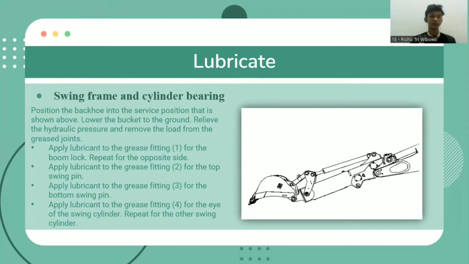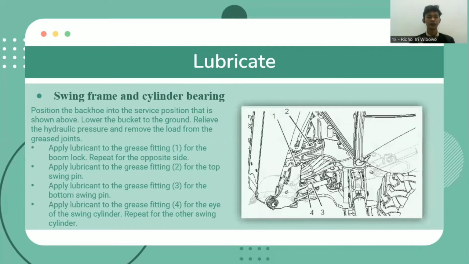First is apply lubricant to the grease fitting number 1 for the boom lock, and repeat for the opposite side. Second is apply lubricant to the grease fitting number 2 for the top swing pin. You can see the picture. Third is apply lubricant to the grease fitting number 3 for the bottom swing pin. And finally, apply lubricant to the grease fitting number 4 for the eye of the swing cylinder, and repeat for the other swing cylinder.